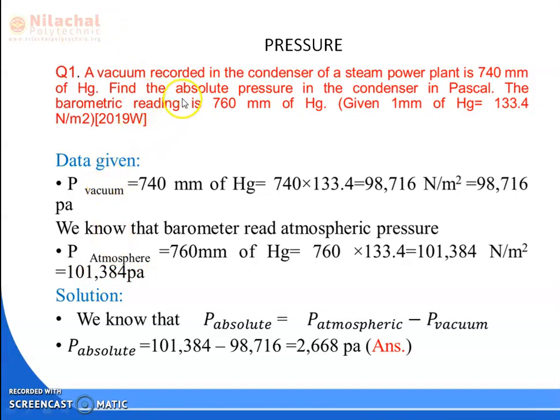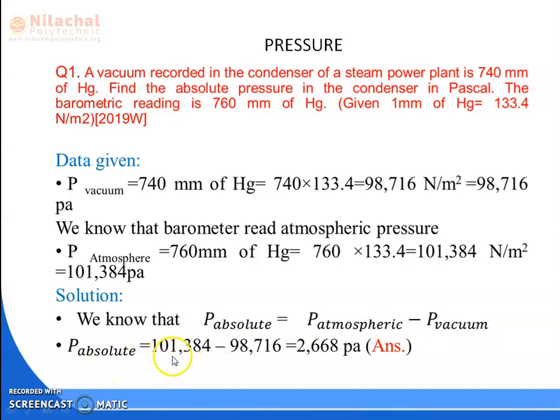These are the data given. What is the solution? You have to find out the absolute pressure. So vacuum pressure is given, atmospheric pressure is given. You have to find out the absolute pressure. Then what is the relationship between atmospheric, absolute and vacuum? We know that absolute pressure is equal to atmospheric pressure minus vacuum pressure. So what is your absolute pressure?